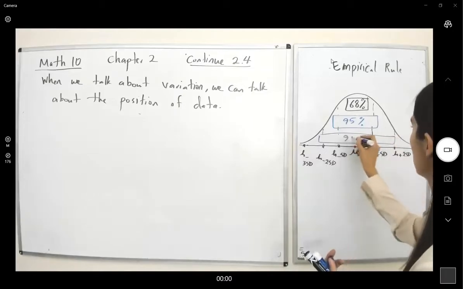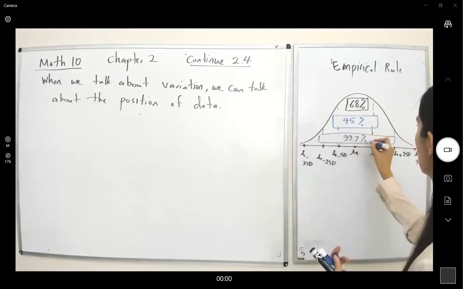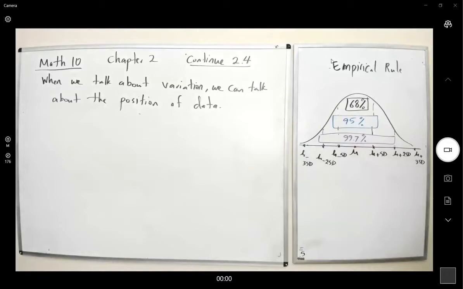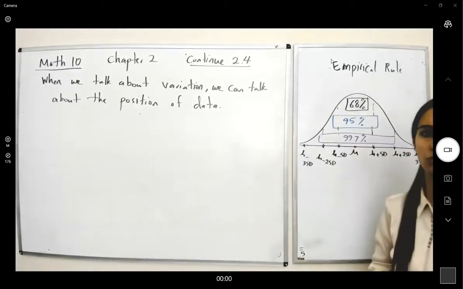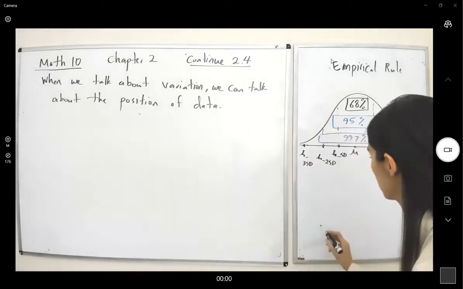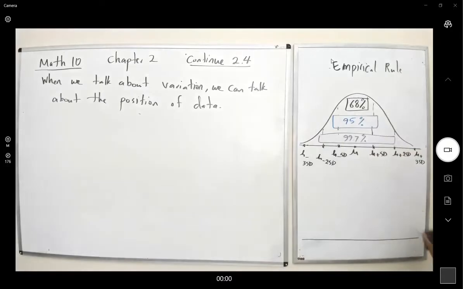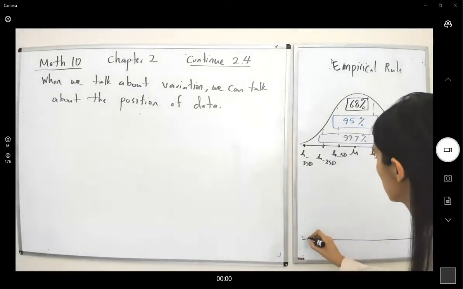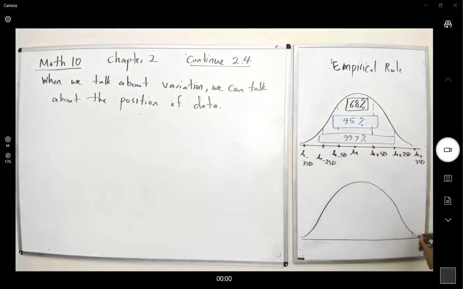99.7% between 3 standard deviations. So I expect you to ask, how about I just divide this into smaller portions? Why not? Take a look at this. I'm just using the exact same graph for simplicity. Here you have your mean plus 1 standard deviation, mean plus 2 standard deviations, and mean plus 3 standard deviations.